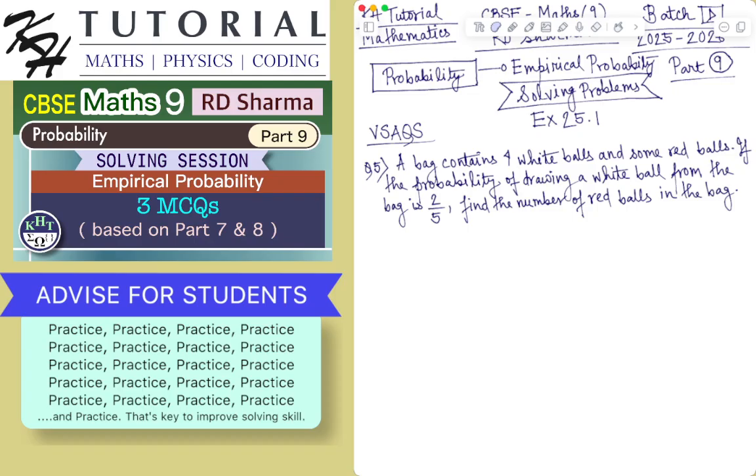Question number 5 says a bag contains 5 white balls and some red balls. If the probability of drawing a white ball from the bag is 2 by 5, find the number of red balls in the bag. Obviously we don't know. Now there are white balls and some red balls. The way you solve this kind of problem is that let there be, let's say, x red balls.